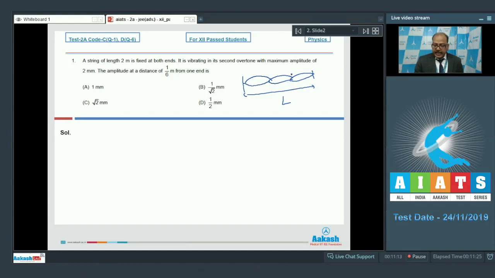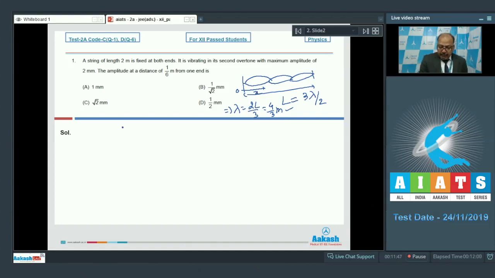That being the case, we can see that the total length L is equal to 3 times lambda by 2, because each loop will have length lambda by 2, which gives us the value of lambda as 2L by 3, and L is given as 2 meter, so that means lambda is 4 by 3 meter. Okay. So now we can write expression for amplitude of the standing wave as a function of distance x from, let's say, the left end.